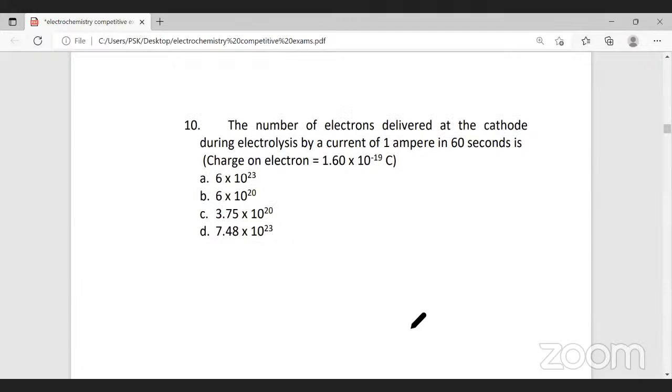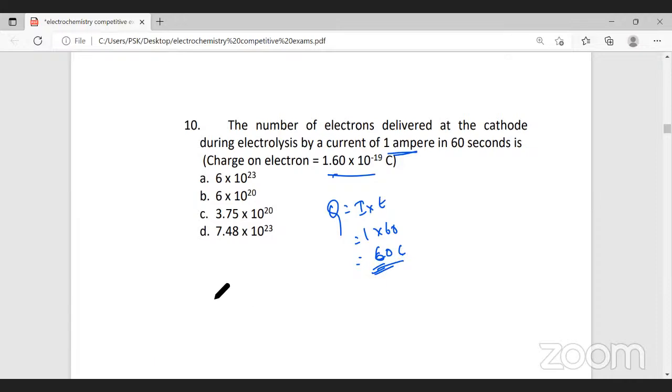The next question. The number of electrons delivered at the cathode during electrolysis by a current of 1 ampere in 60 seconds is? The charge of an electron is 1.6 × 10^-19. Now, Q = I × t. The current given is 1 and the time is 60, so the charge Q is 60 coulombs.